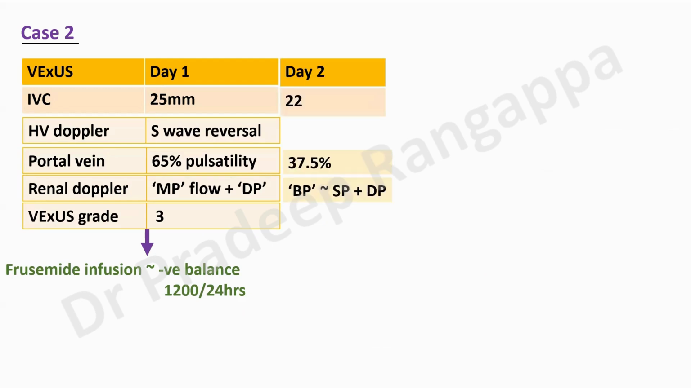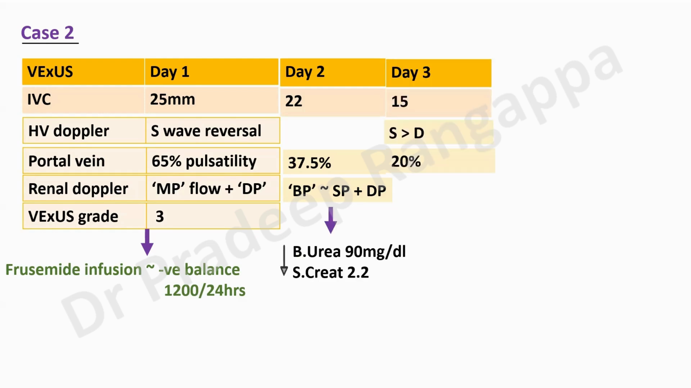Day 2, IVC came down to 22. Portal vein pulsatility came down to 37.5. As you know, less than 30% is normal. Then it showed a biphasic wave, systolic pressure with diastolic pattern. Blood urea came down to 90, creatinine came down to 2.2.